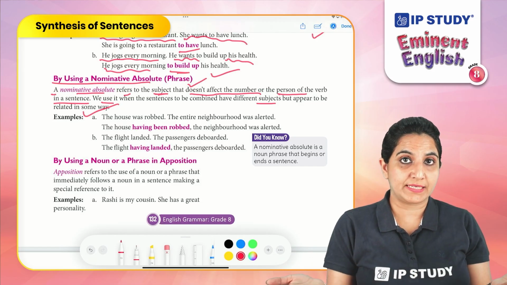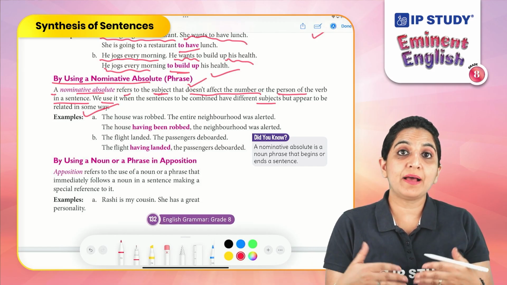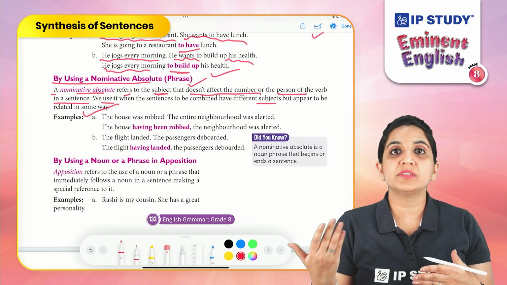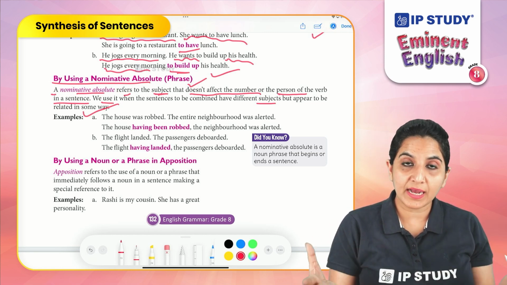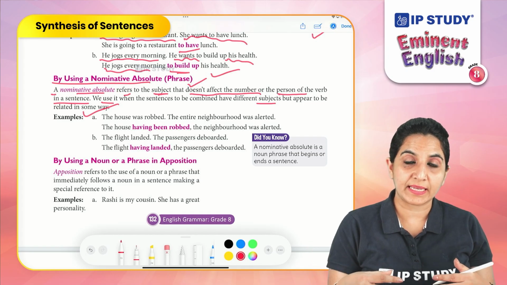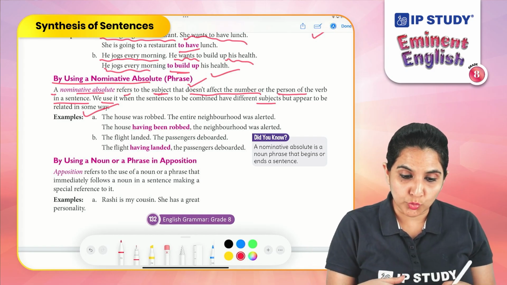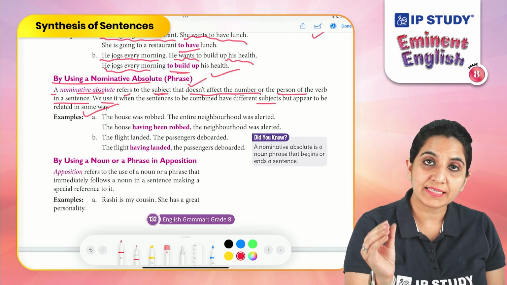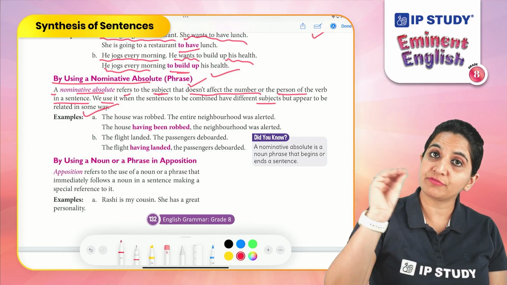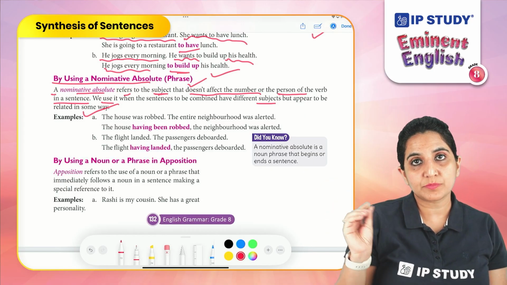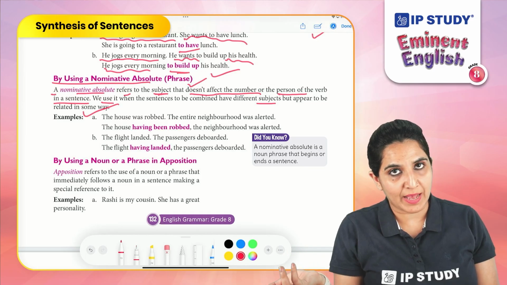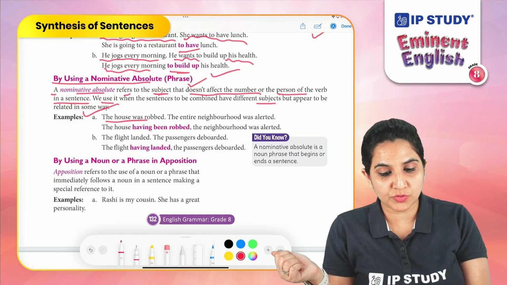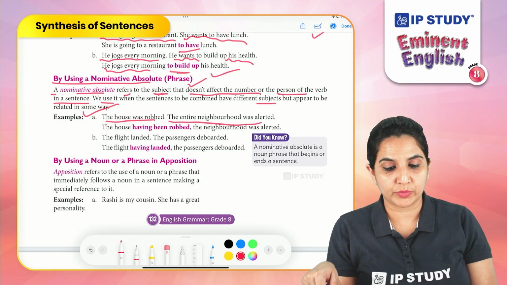houses in the society. So there are many houses. The house in the society, the person in the plane. There are many houses in the society. So when we use the subject which doesn't affect the number or the subject-verb agreement rule, we call it a nominative absolute. Like, the house was robbed, the entire neighborhood was alerted.